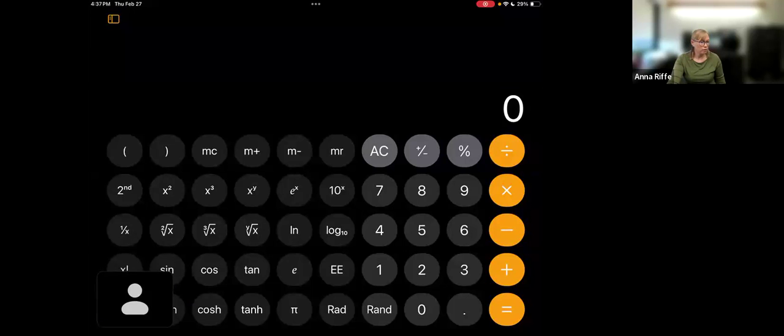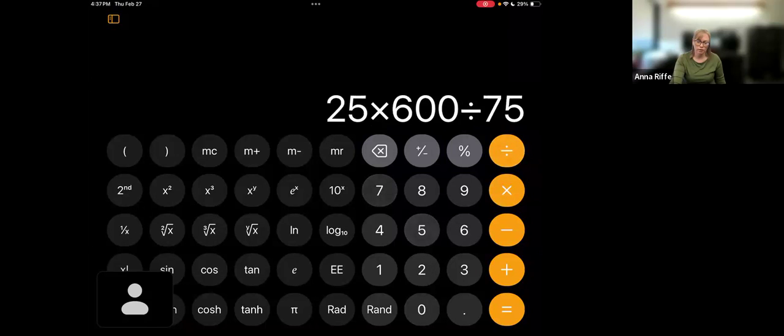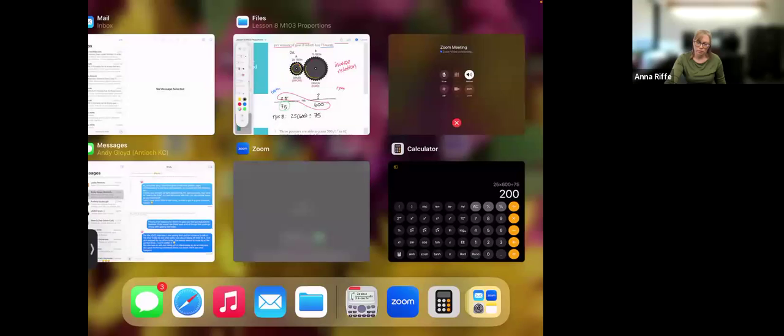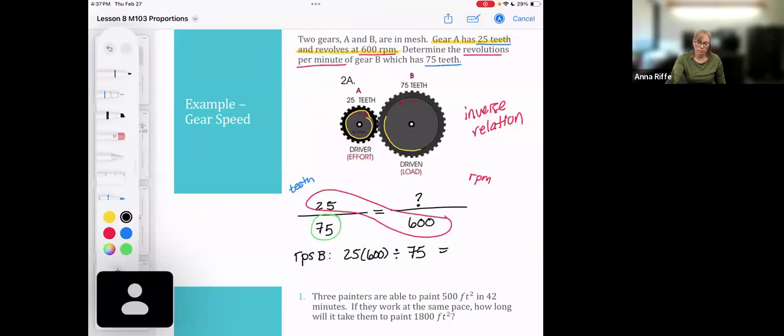So let's see, where are we? 25 times 600 divided by 75, you get 200. Great. 200 RPMs. So by the time the smaller gear has rotated 600 times, the larger gear will only have rotated 200 times. That's what that says.